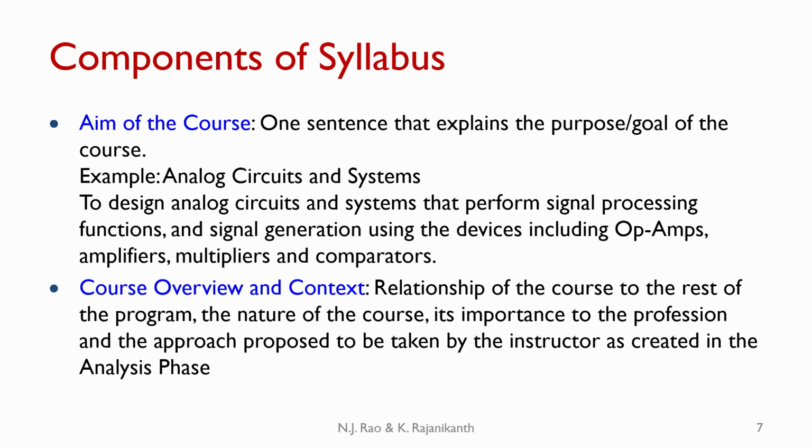Which are the components of a syllabus? One is to write the aim of the course, one sentence that explains the purpose or goal of the course. Let me give one example. Our proposed course on analog circuits and systems, the aim is to design analog circuits and systems that perform signal processing functions and signal generation using devices including op amps, amplifiers, multipliers and comparators.